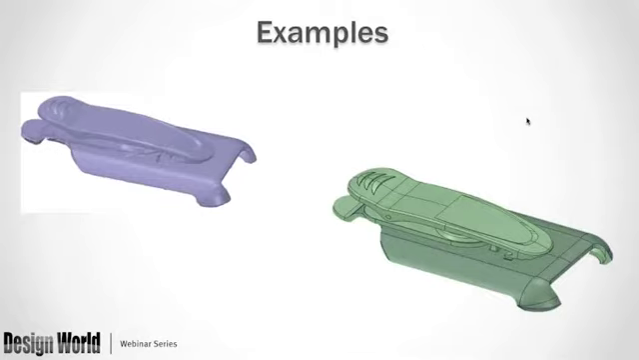Here's another example of scanning a cell phone case. This software can also be used not only to reverse engineer the existing part, but also design a mating part. So you could actually design a case for the cell phone as well, directly over top of the scan of the cell phone itself.